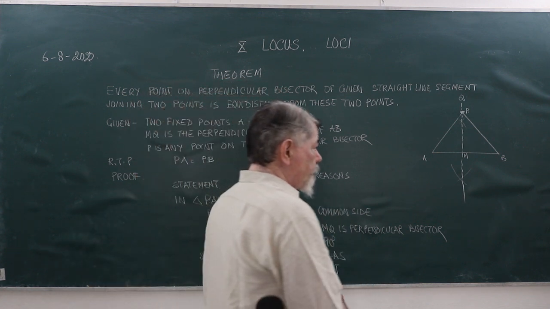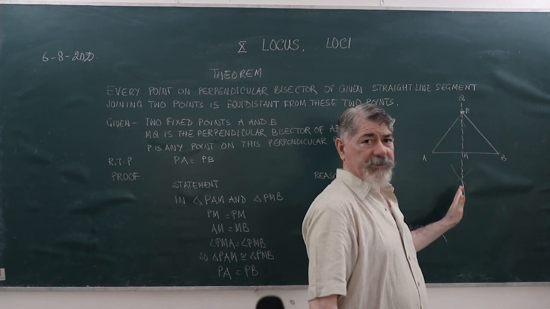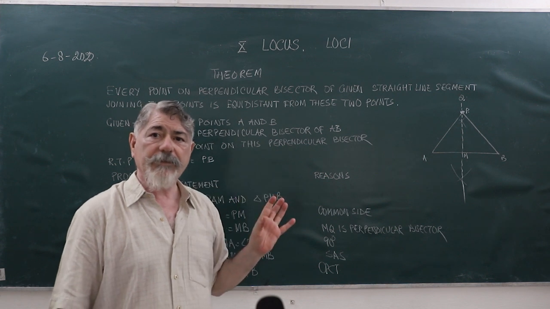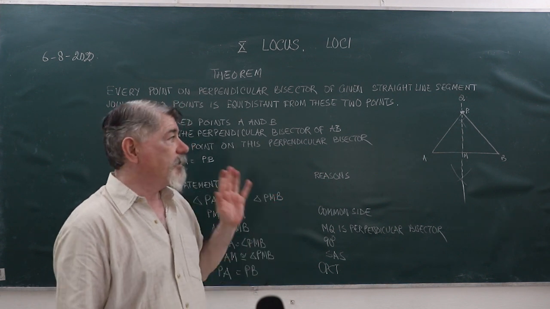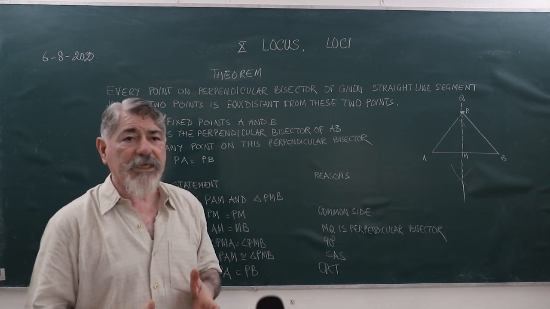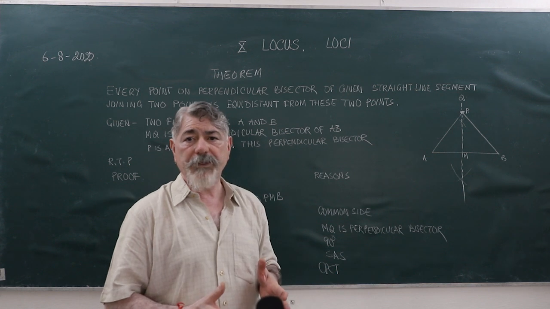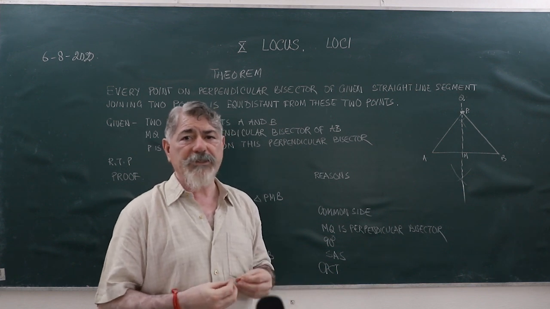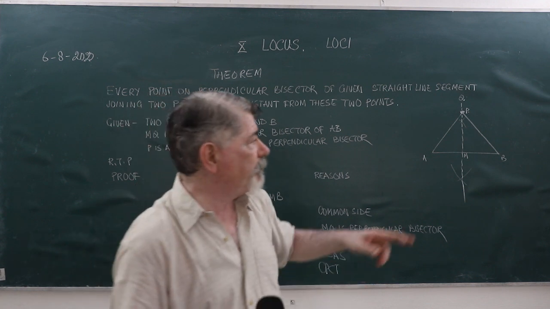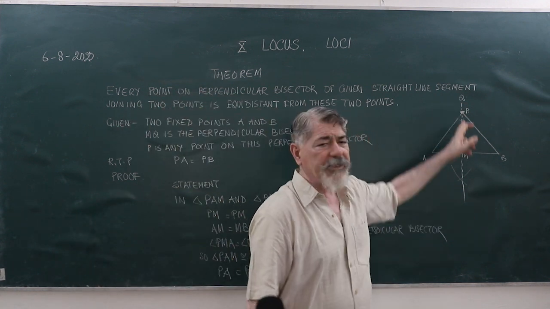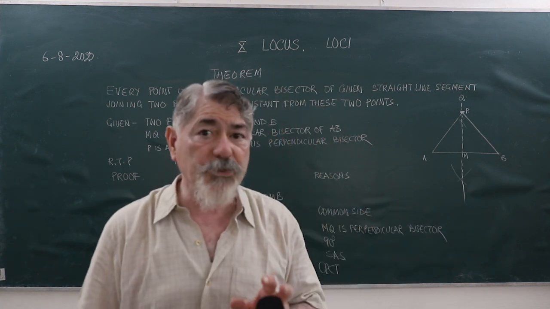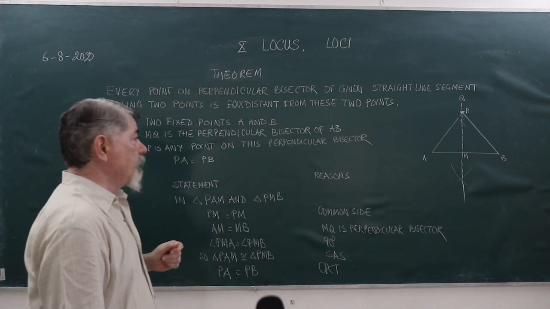So what did I do? MQ is the perpendicular bisector of AB. I have taken any point P on that perpendicular bisector. I have joined P to A and P to B. And I need to prove that PA is equal to PB. If I am able to prove PA is equal to PB, then P is not a unique point. It's an arbitrary point. It can be anywhere on the perpendicular bisector, and the same thing will follow for that point. Please understand that.